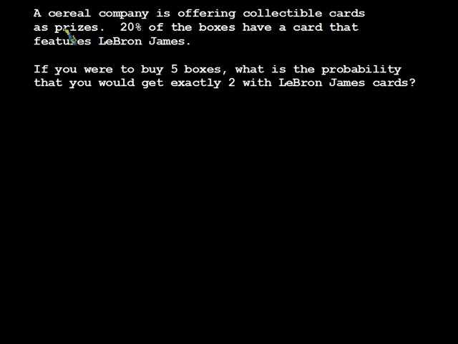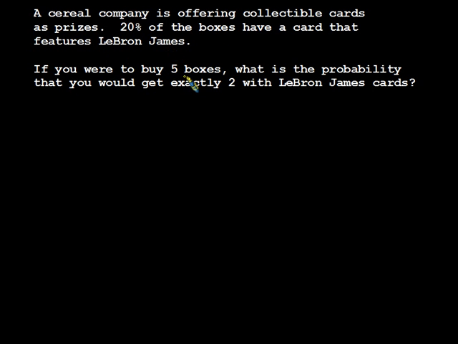In this video, we're going to figure out how to derive the formula for binomial probability. But we're going to start off with a particular problem. In this case, a cereal company is offering collectible cards as prizes. 20% of the boxes of cereal have a card that features LeBron James.